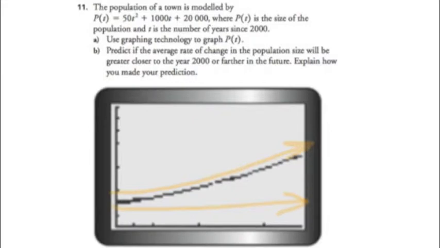Question 11b wants us to predict if the average rate of change in the population size will be greater closer to the year 2000 or farther in the future, as well as to explain how we made the prediction. Now that we have the graph, we can see that our graph is getting steeper as the values of t increase, therefore the rate of change will be greater farther in the future.